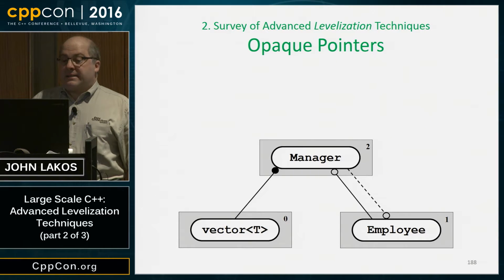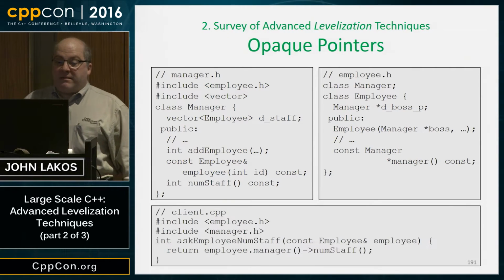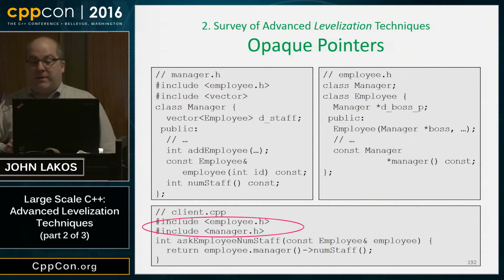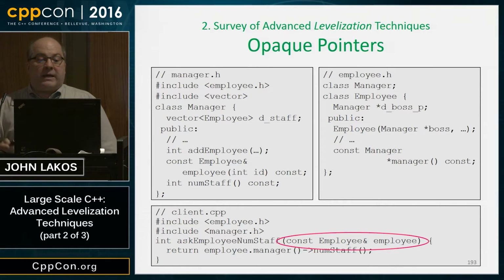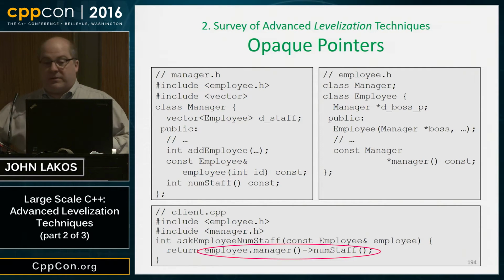Now it looks like this, where we have a client that knows about the manager and knows about the employee physically, but this method still takes just an employee, even though the client knows about both. And the way it gets the manager is it says, employee, please tell me your manager. Okay, I have that manager. How many people do you have?